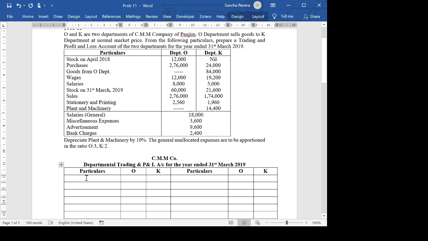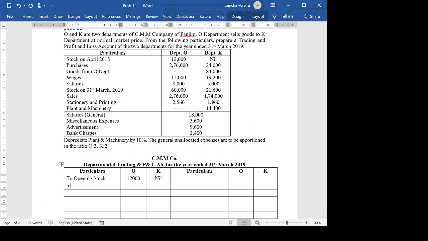We have the opening stock, to opening stock. How do I know it's the opening stock? Stock on 1st April 2018. So this year, 31st March 2019, will begin on 1st April 2018. And they've already given us a stock on 31st March 19, so this is obviously the opening stock. So 12,000 for department O and for K it is nil. They didn't start with any opening stock.